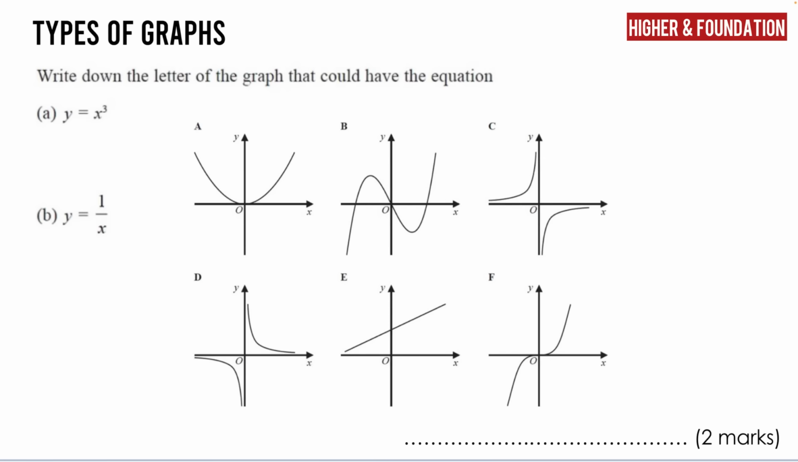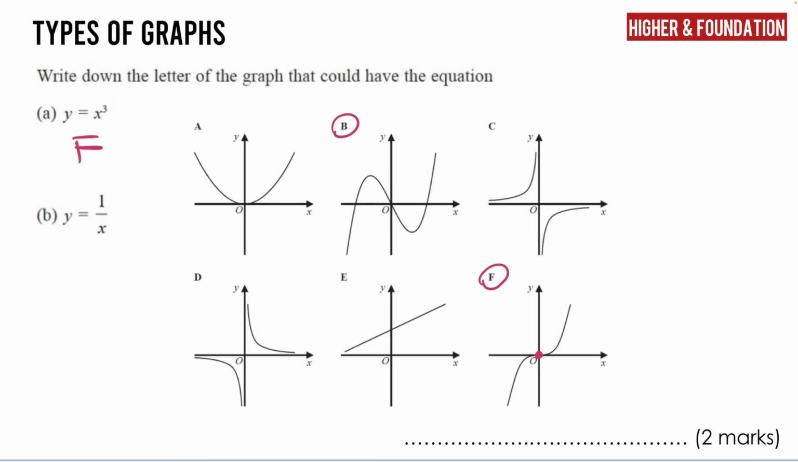Here we're asked to identify a cubic graph and a reciprocal graph. Now there are two cubic graphs, you've got B and you've got F. The graph of x cubed, just on its own, passes straight through the origin just here and only the origin. So that is graph F.